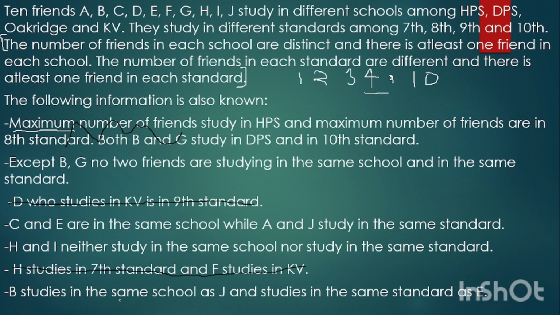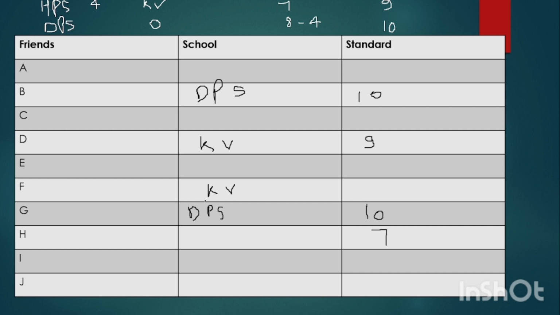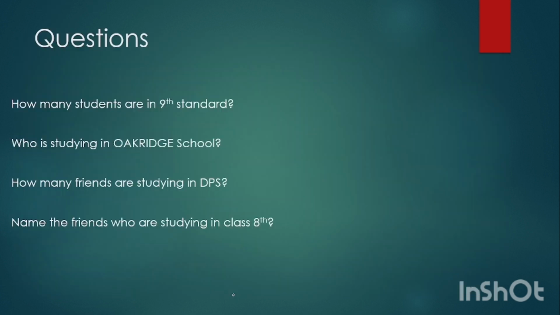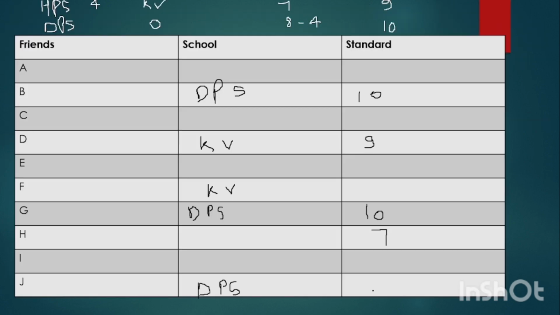B studies in the same school as J. So the school of B and J is the same. So B studies in DPS, so J also studies in DPS. Okay. And what else it is saying? And studies in the same standard as E. So the standard of B and E is the same. B studies in 10th standard. E also studies in 10th standard.